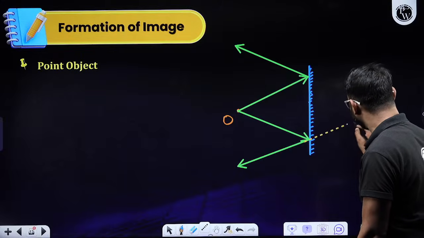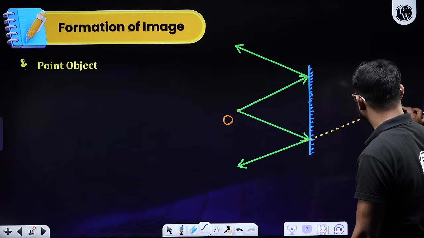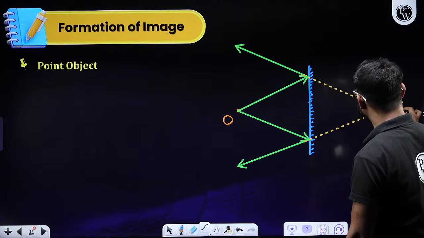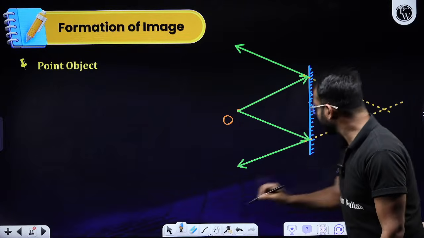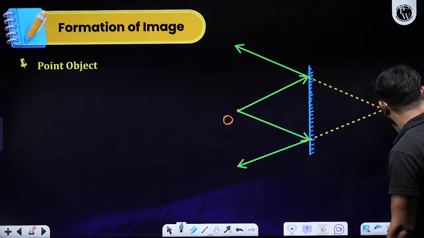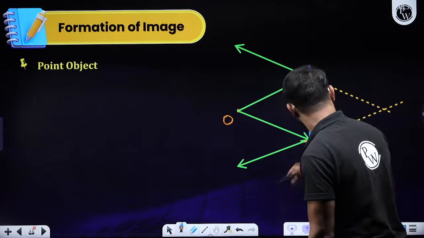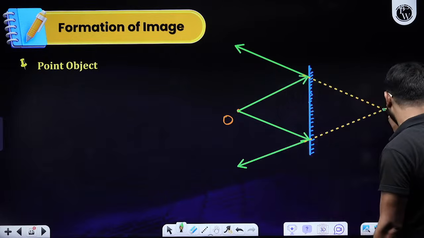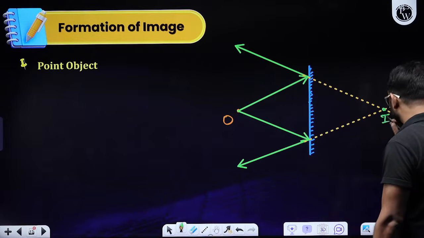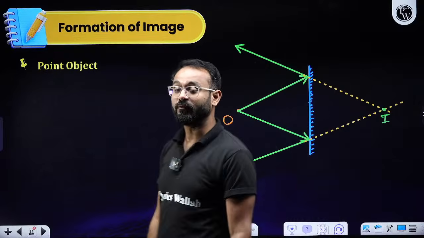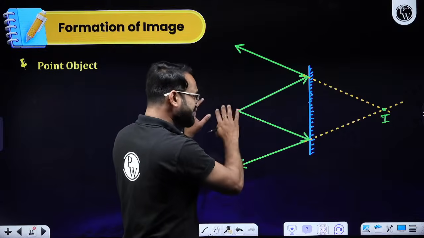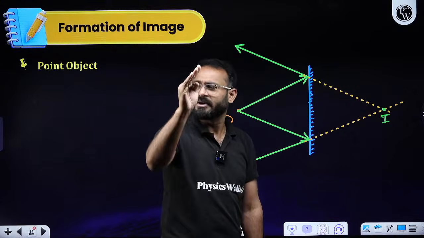So we need to extend them back like that. We need to extend them back. And where they appear to meet, this point will be your image. This is how you can form your images. This is how it seems. Same size, same distance. That is one of the properties that we are going to discuss.